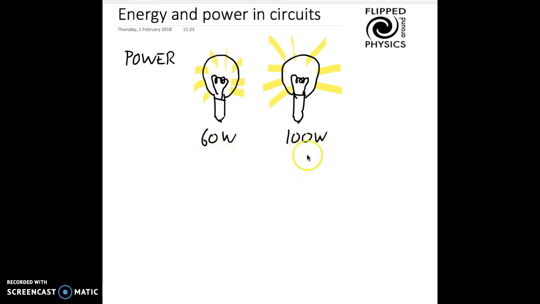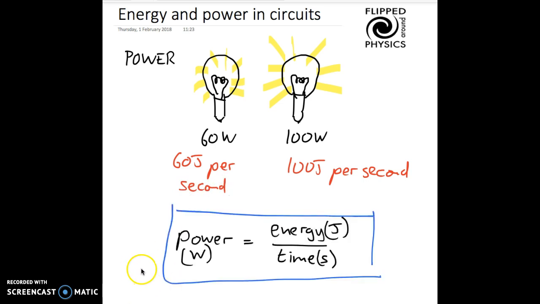In fact, a 100-watt bulb means that the bulb is transferring 100 joules of energy from electrical energy to light every second, so 100 joules per second. Whereas a 60-watt bulb, of course, is transferring 60 joules from electrical energy into heat and light, so 60 joules per second. The power, electrical power, is energy per second, so energy in joules divided by time in seconds.